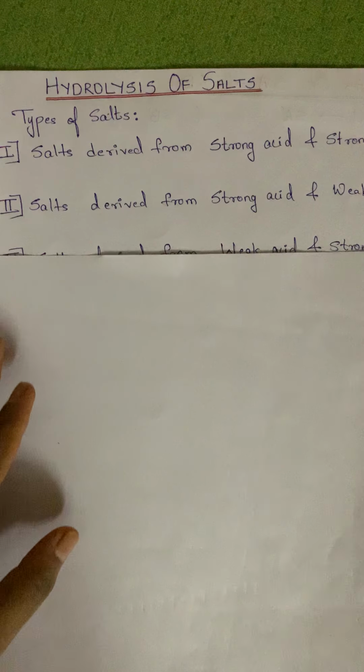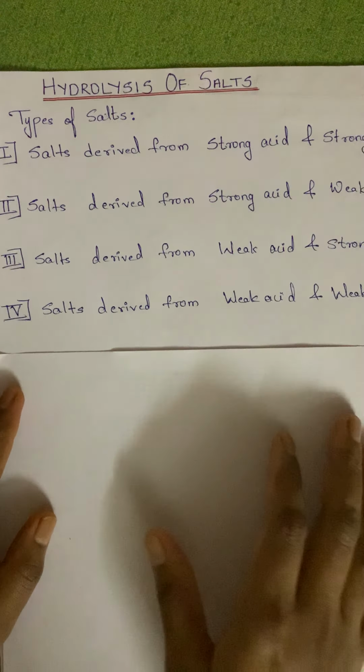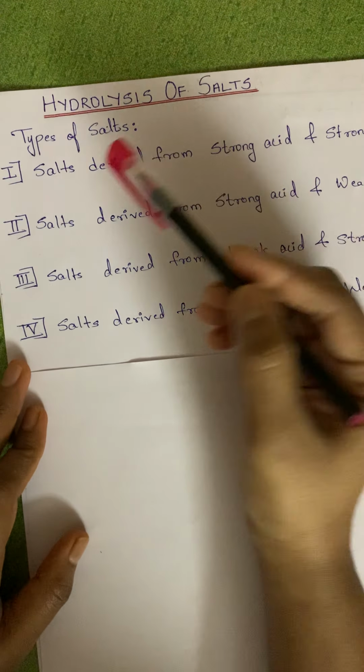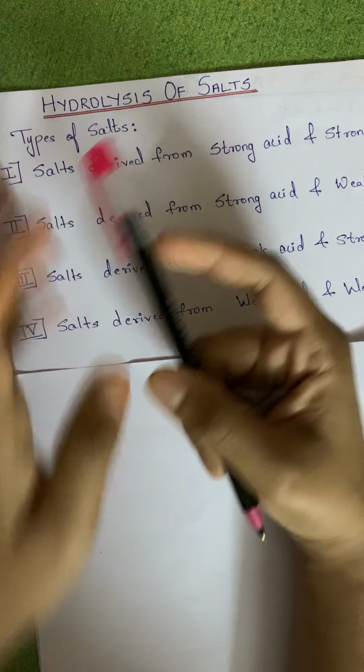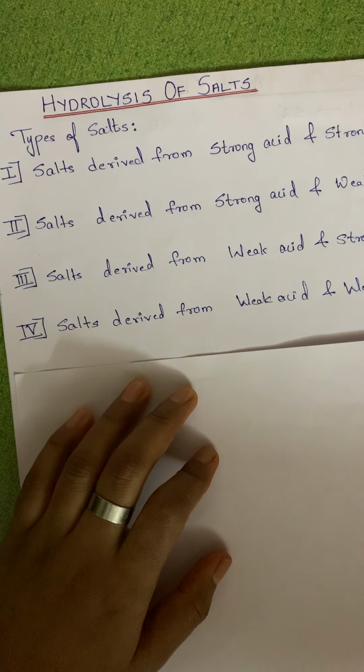Hello everyone. Last time we completed the concept of pH. So today we'll start with hydrolysis of salts. First we have to understand different types of salts. Now what are the different types of salts over here?